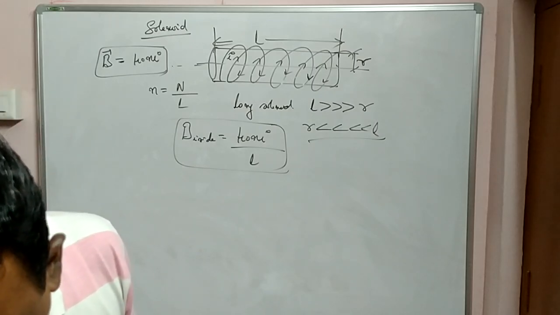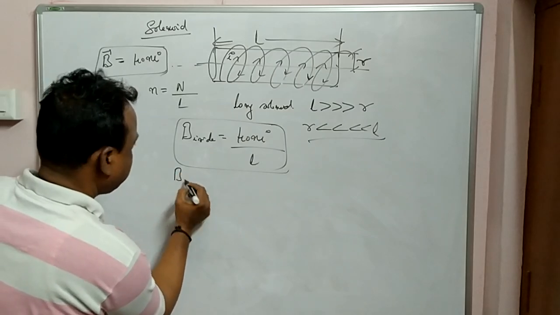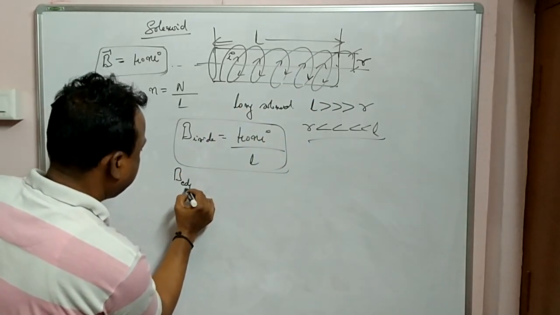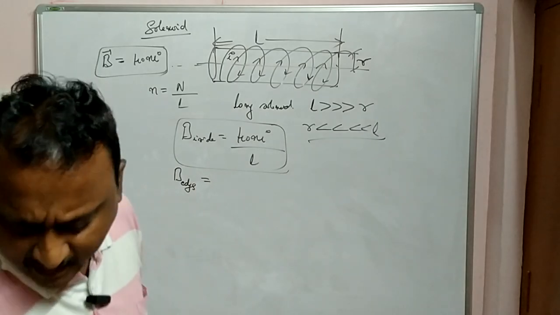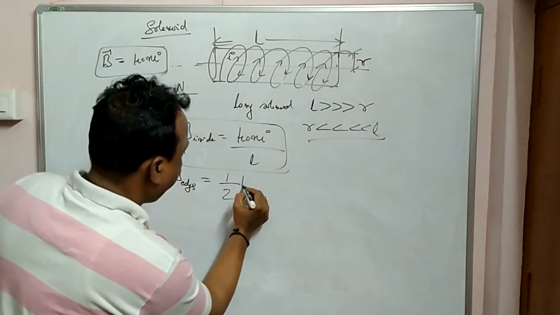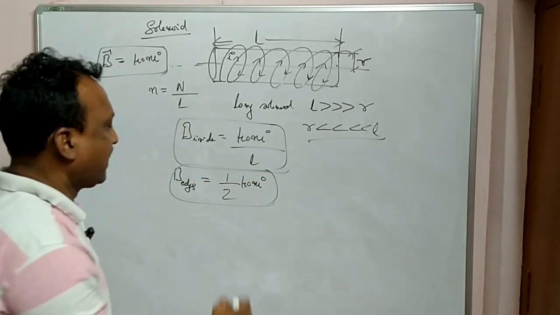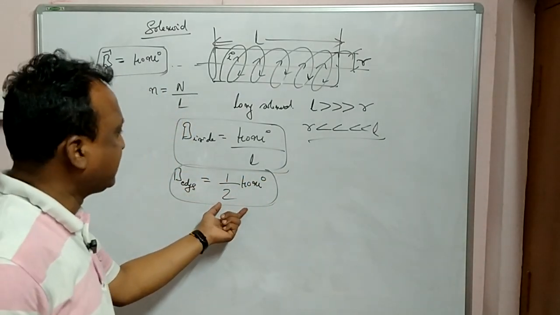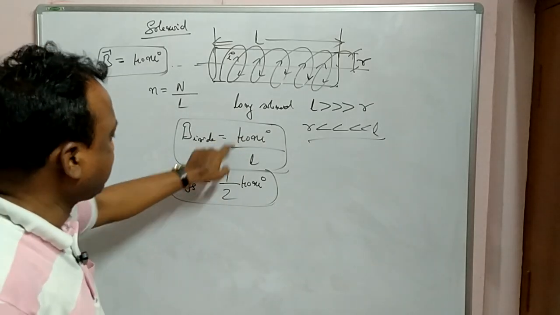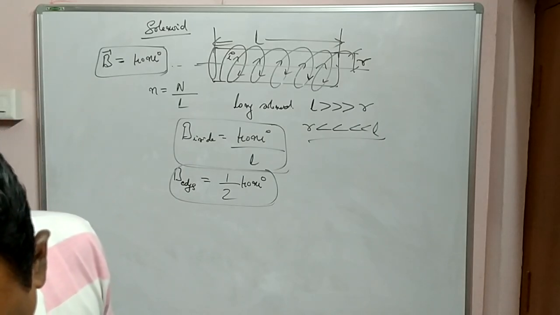And you have to observe carefully here that at the edges, the values are a little less. At the edges it is half of the value, half of mu naught N i. The value is slightly decreasing at the edges, here and here. The center is maximum. At the edges it becomes half of mu naught N i, please.